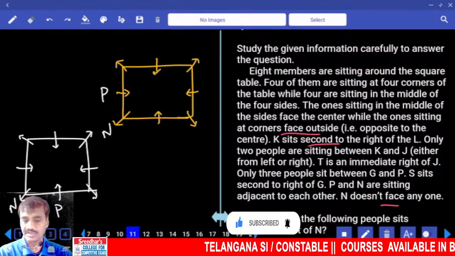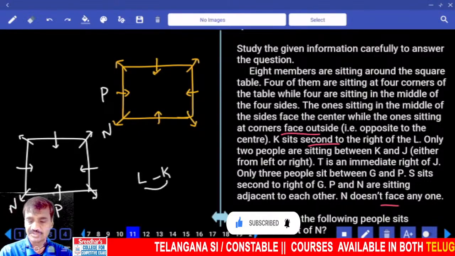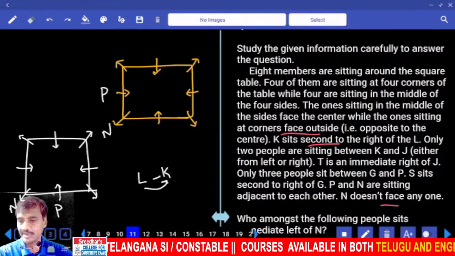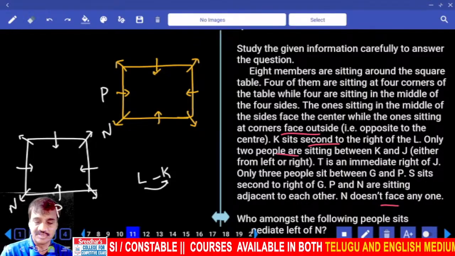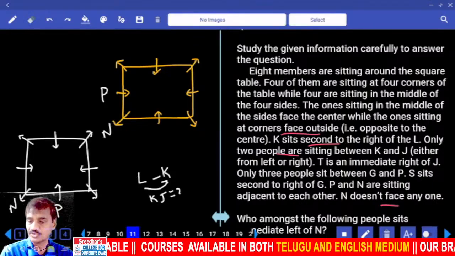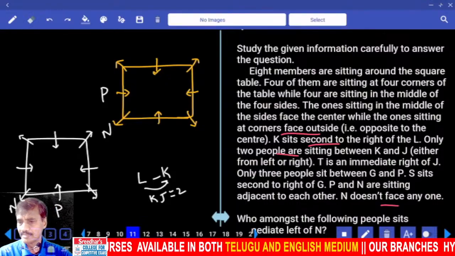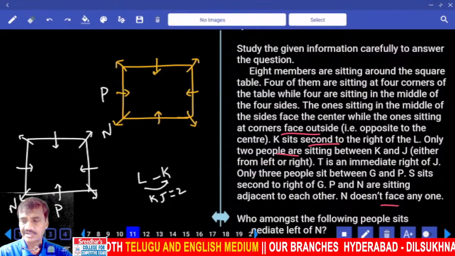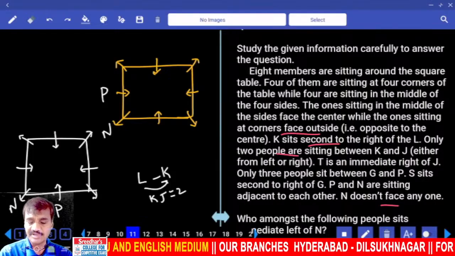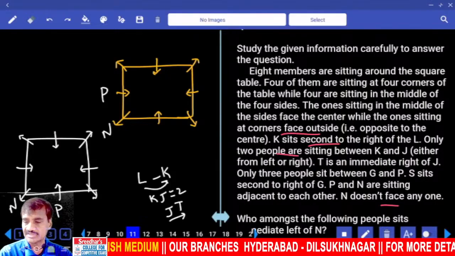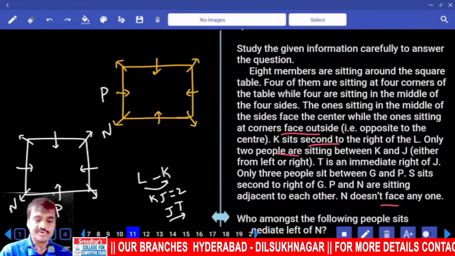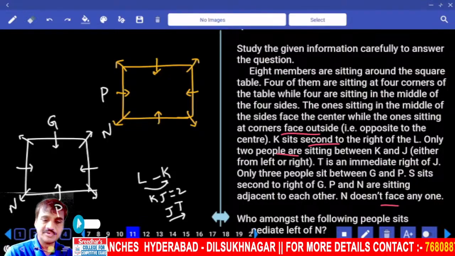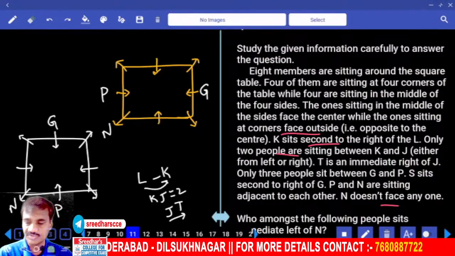Then make it the information. K sits second to the right of L. K is seated second to the right of L, and only two people are between K and J. Make it an information. T is an immediate right of J. J's immediate right hand side is T. Three people between G and P. G and P, how many people? There are exactly three people between G and P.